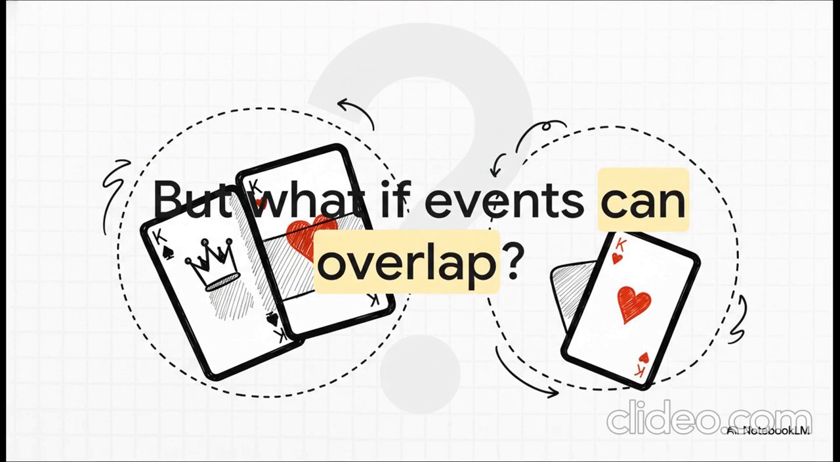But what if they can? I mean, what's the probability of drawing a card from a deck that's either a king or a heart? Well, the king of hearts is both of those things. So now we have a little problem.